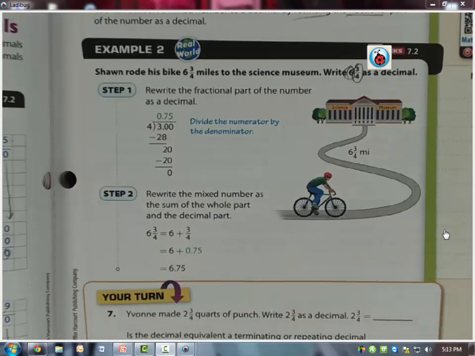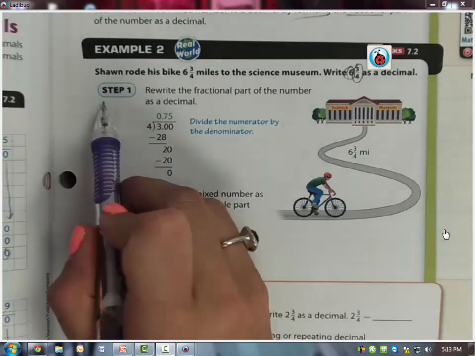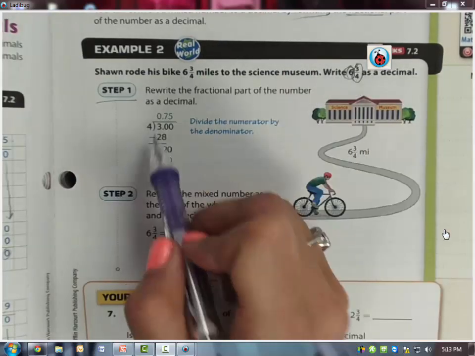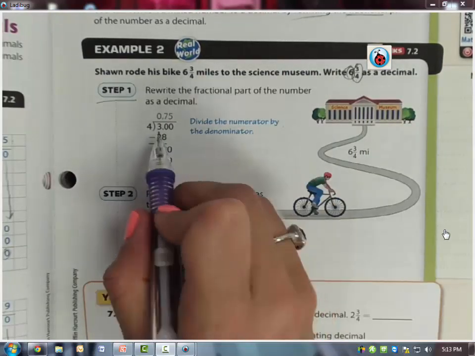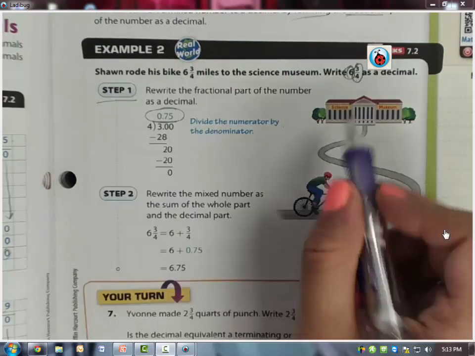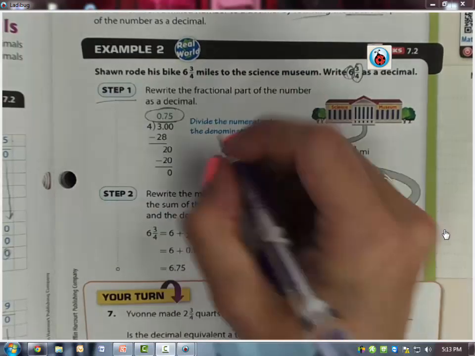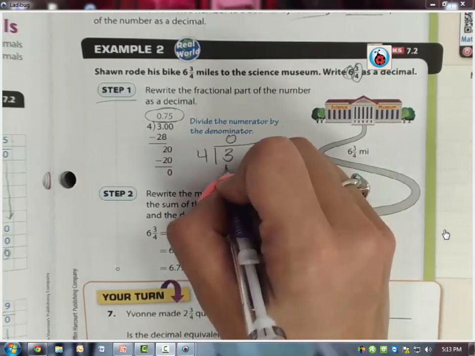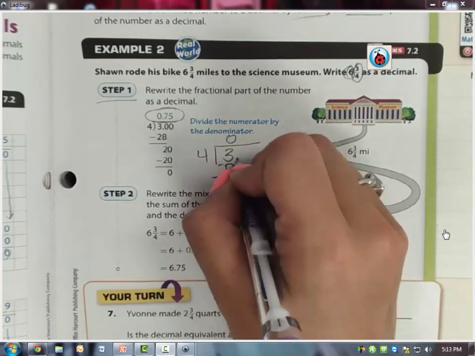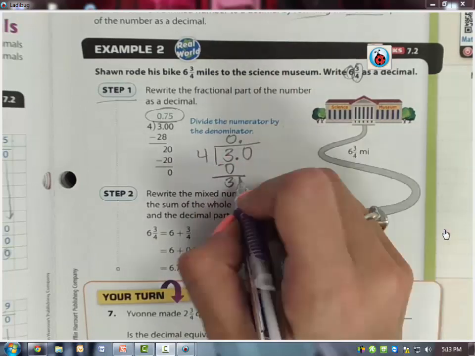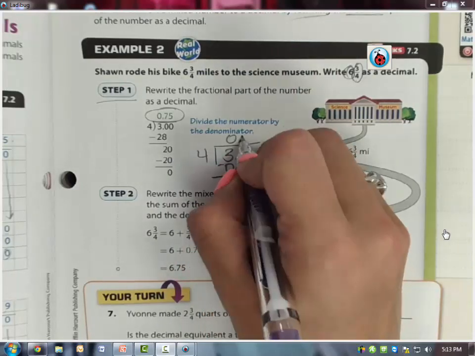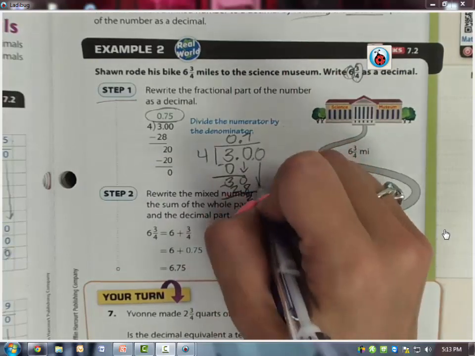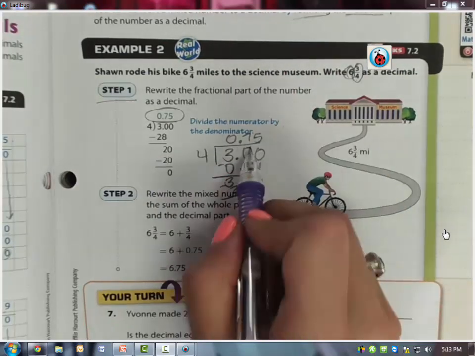So we did top dog in the house. And you also should know 3/4 is 75/100ths. To prove it to you, okay, we got 75/100ths. Alright, the second part is to rewrite the mixed number as the sum, so that's adding, of the whole part, which our whole part was what?